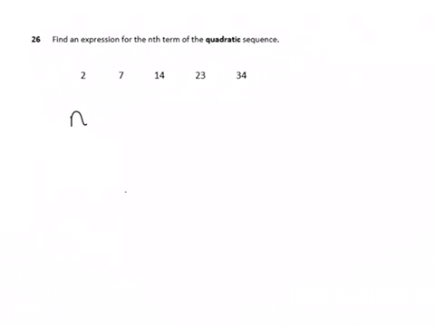So in this final question of the calculator paper, we're asked to find the nth term for this quadratic sequence. We know it's a quadratic sequence if we look for the first difference. So we get 5, 7, 9 and 11.